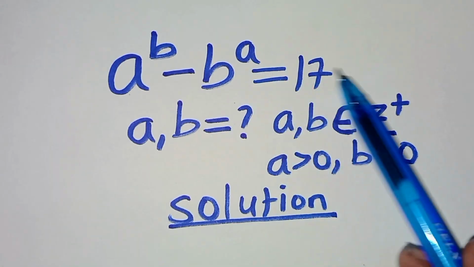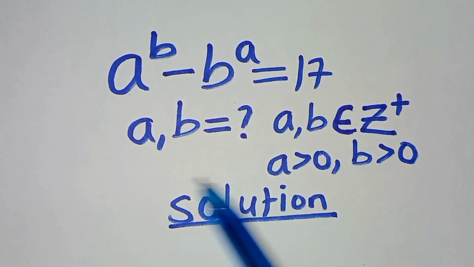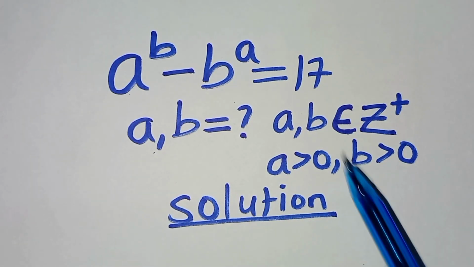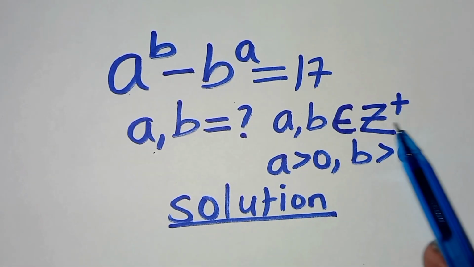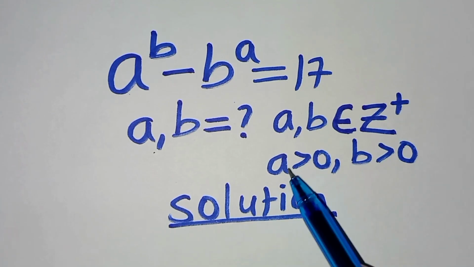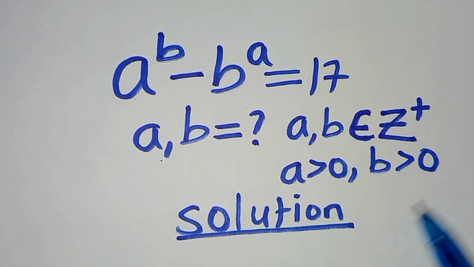you're welcome to this solution to this nice algebra problem, which is a to the power b minus b to the power a, equal to 17. Now, what is the value of a and b, given that a and b are members of the positive integers, and given that a is greater than 0 and b is greater than 0?